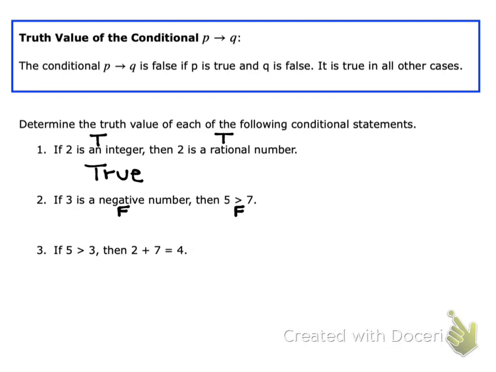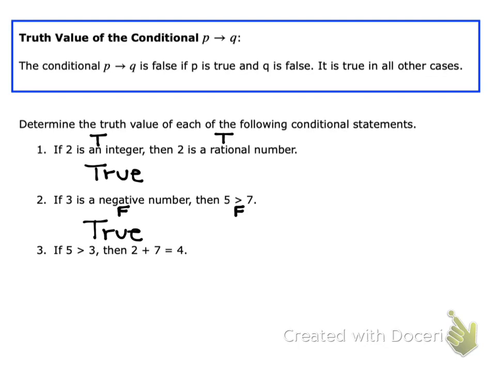But the argument is the conditional statement, if 3 is a negative number, then 5 is greater than 7. We're not really given enough information to determine if 3 is not a negative number, is 5 not greater than 7? Is that a true statement or not? So because of that, we say true. True in all cases except for one.